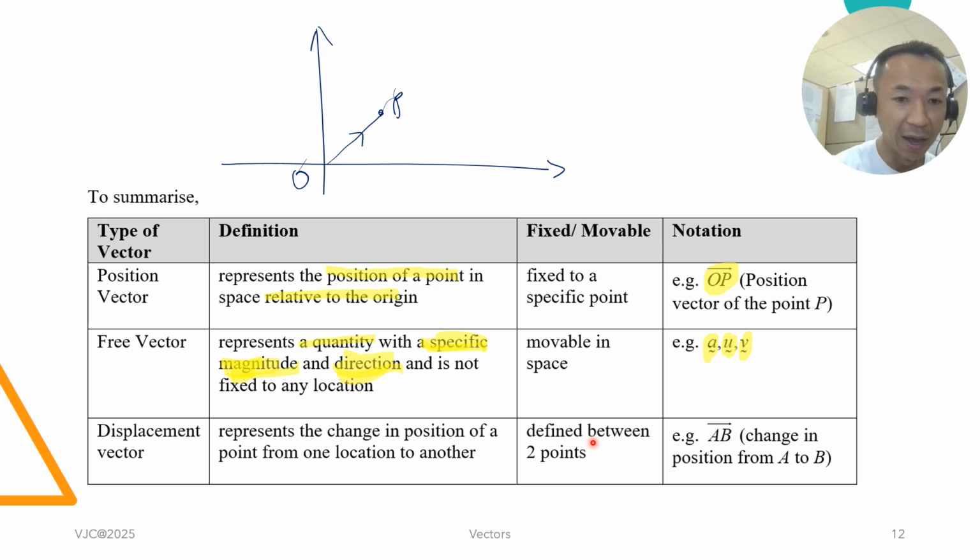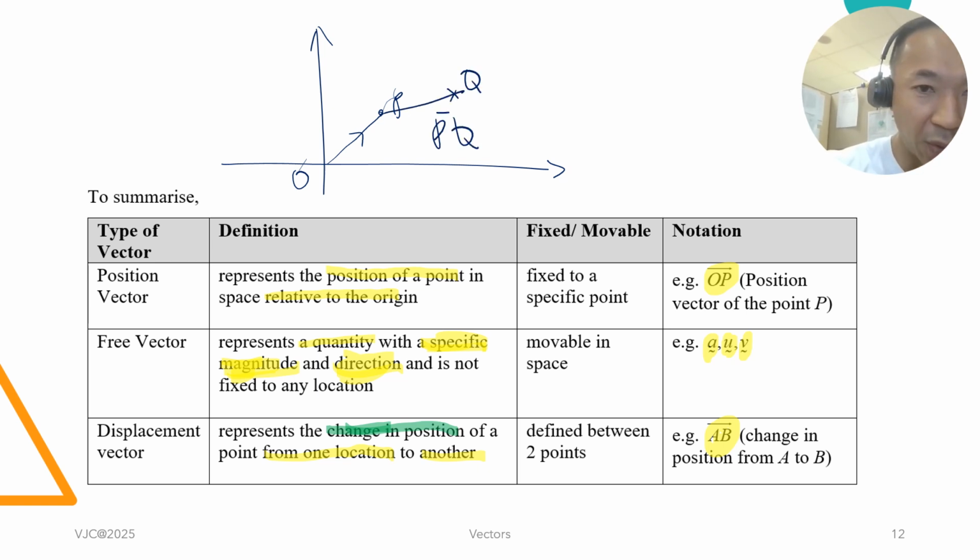And finally, a displacement vector is what? We represent a change in position from one location to another. So for example, if I use AB, AB is the change from A to B. And in that example just now, if PQ is here, PQ is what we call a displacement vector.